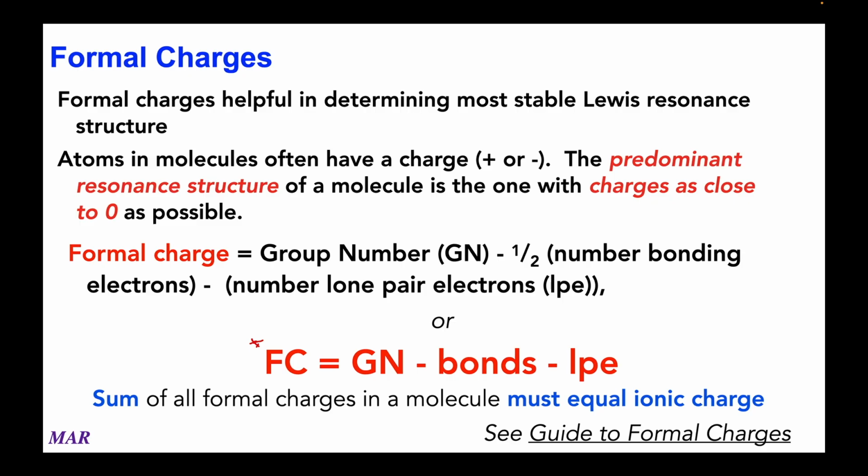And so you'll calculate this formal charge on each atom in the Lewis structure, and you want to have the most zeros possible. Now, if you've done everything right, when you add up all of the formal charges in your molecule, the sum of the formal charges must equal the ionic charge. And I'm sure at this point, this is kind of gobbledygook to you. So let's look at some examples and figure out how you would use formal charges to tell what the best structure is.